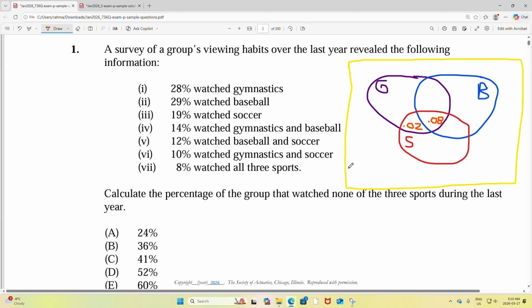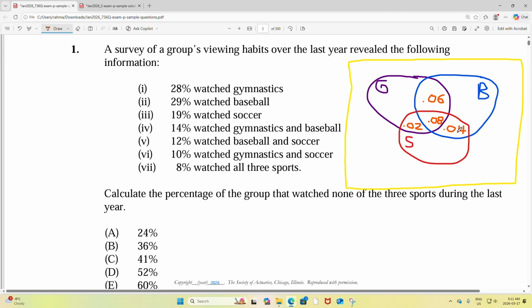12% watch baseball and soccer. Baseball and soccer is this area here. If the whole thing is 12, then this section has to be 4, because this part here is 8. 14% watch gymnastics and baseball. So gymnastics and baseball is here, 14%. So this has to be 6%, because 6% plus 8% gives 14%.